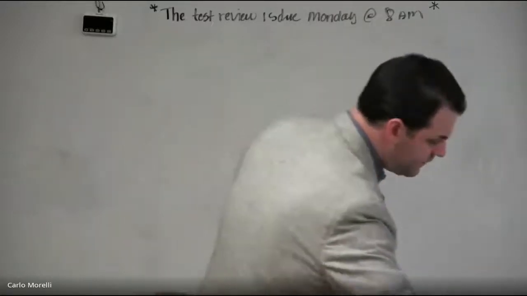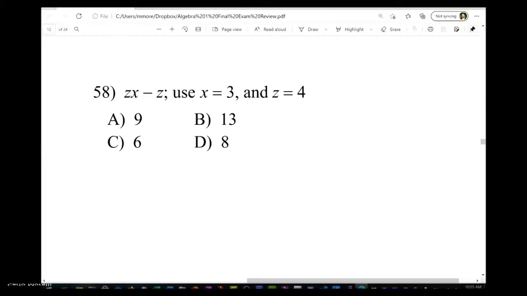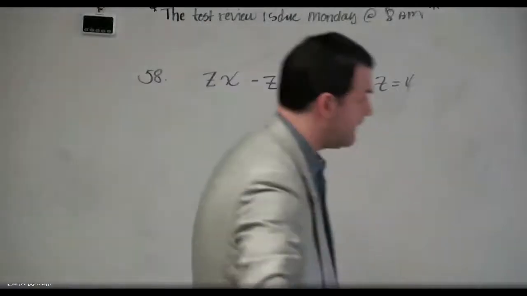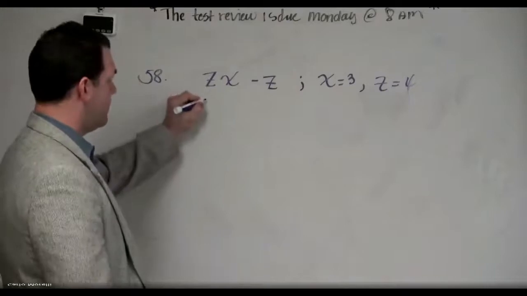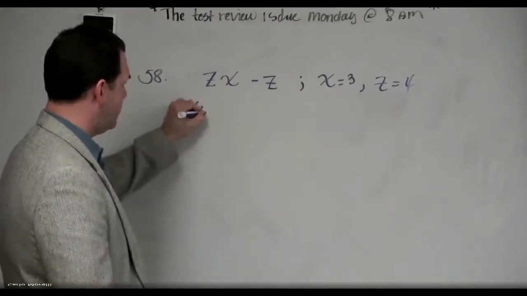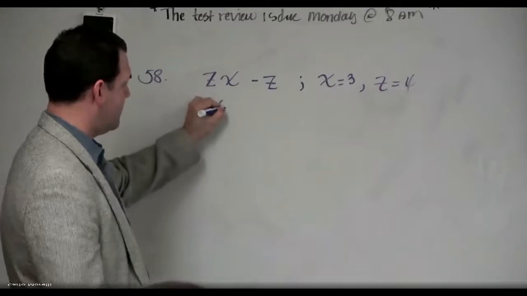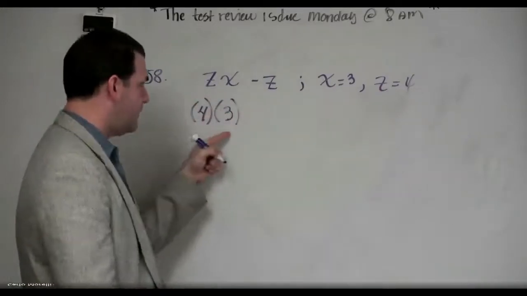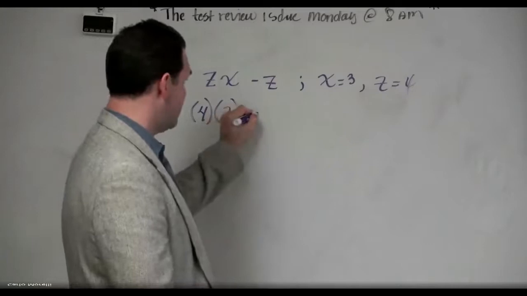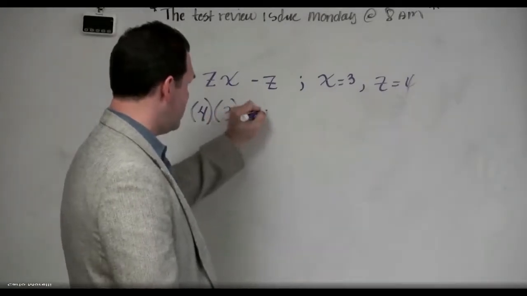Moving on to number 58. Number 58, I've got z x minus z. And then it tells me x equals 3, z equals 4. Okay. So I'm going to write 4 times 3. I typically do this using parentheses to indicate that they're products, minus z, which is 4.